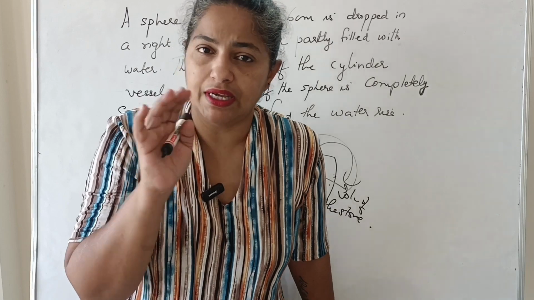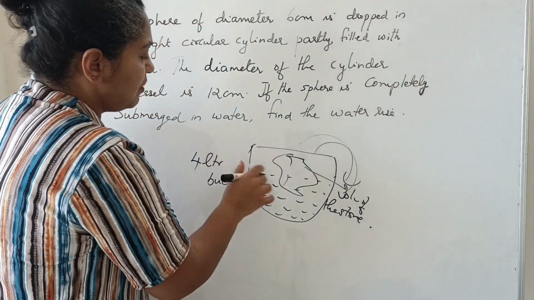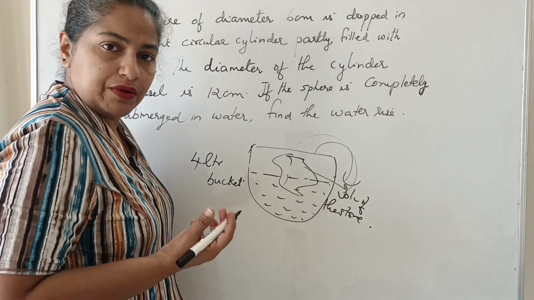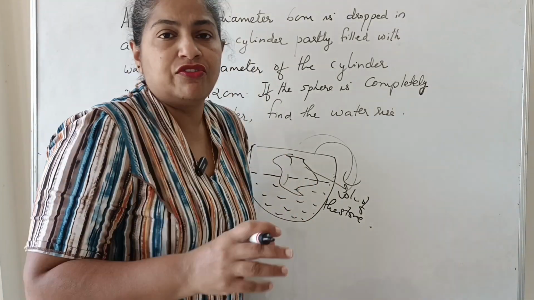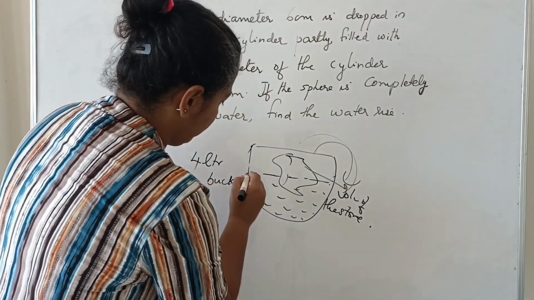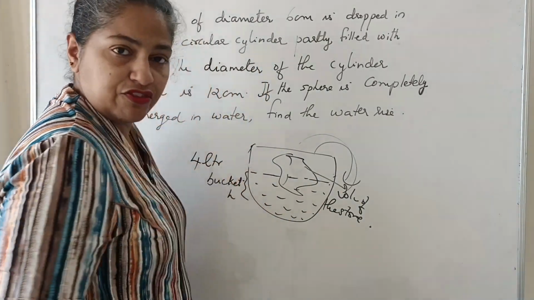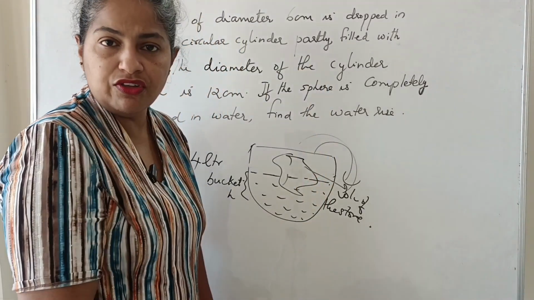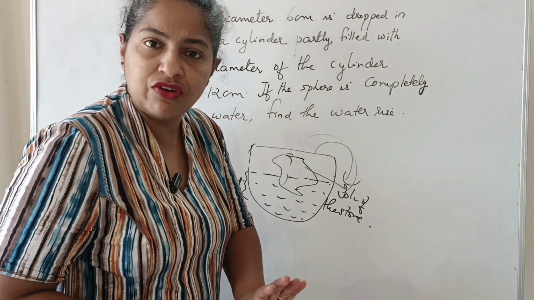Let us talk about the bucket that has not been filled up to the brim. Suppose you have a 4-liter bucket in which water is filled only up to this level. Okay, I am not going to mention any measurements or anything. I am just telling you that it is not filled up to the brim. Let it be a random height h. When I am dropping the stone into water, because it is heavy, the stone will completely get immersed in water.